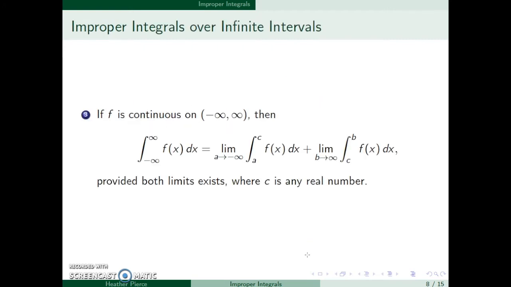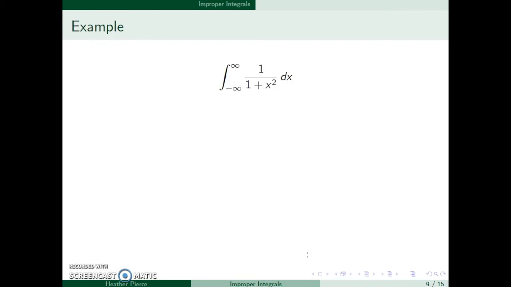We can also do an interval from negative infinity to infinity, and this is going to be broken up into two pieces. The limit as a goes to negative infinity of the integral from a to c of f of x dx, plus the limit as b goes to infinity of the integral from c to b of f of x dx. In this, c doesn't matter. It's any real number. It doesn't matter which one you pick, you'll still get the same answer. So we'll do this one.